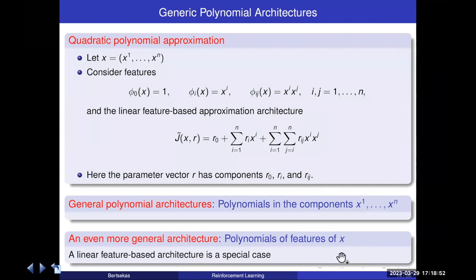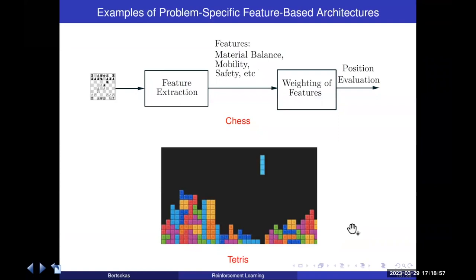Okay, now the polynomial and the piecewise constant architectures are very general. They apply to very, very broad classes of problems. Now, it may be possible to look at a particular problem and look at features that are special, that take advantage of, that depend on the special structure of the problem that you have.